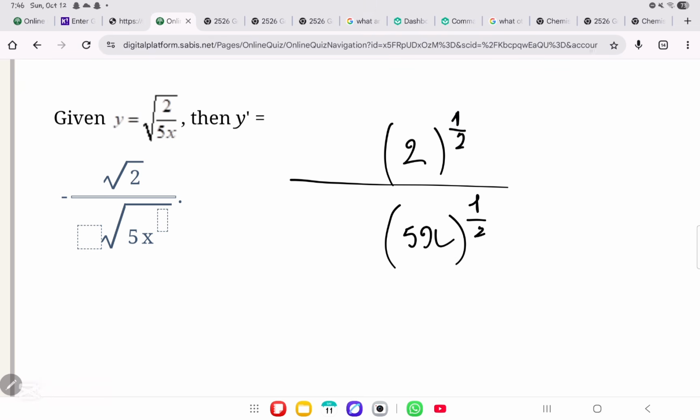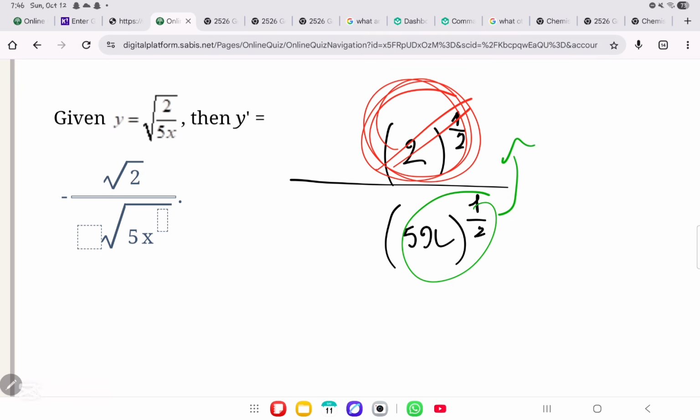Okay, remember inside over outside. Now, I don't deal with this constant, because if I were to do the derivative, it would be 0. And anything multiplied by 0 is 0. So we don't need that. That's why we will keep it aside, right? Instead, we'll move this up. It will be 2 to the power of half times 5x to the power of minus half.